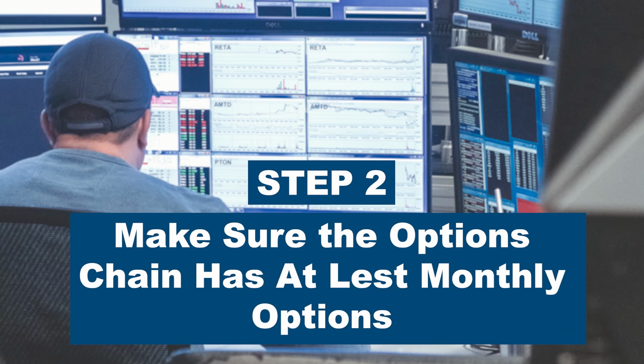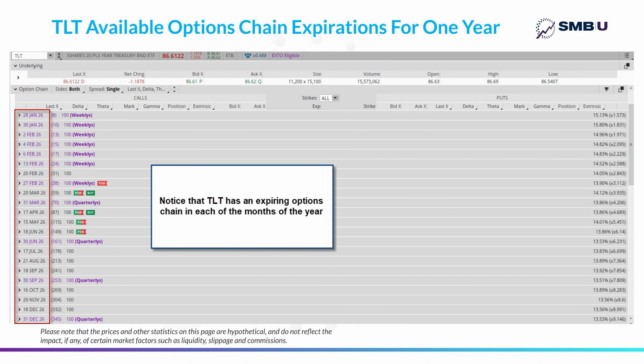We can move on to step 2, which is to check as to whether this options chain has at least monthly expirations. You see, most stocks, ETFs, and indexes actually have options chains expiring weekly. But on the other hand, some options chains only have quarterly options, and that's not going to work for this strategy. So pull up your online broker platform like we're showing you here, and just make sure that there's at least one expiration in each month of the upcoming year. And as you can see, TLT does in fact have at least one expiration in every month of the upcoming year, so we can check that off the list.